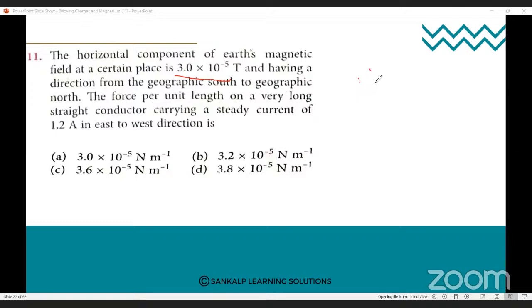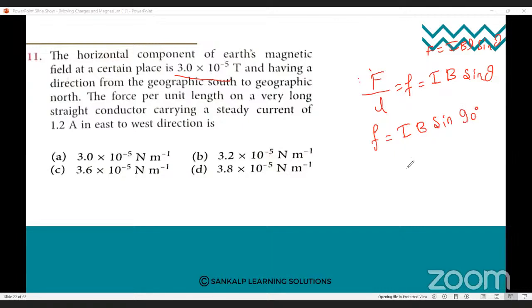The force per unit length on a very long straight current conductor carrying a steady current of 1.2 ampere in east to west direction is. So if I take this F by L as a small f, what is our formula? It was F is equal to IBL sin theta. If I take the L to this side, what remains is IB sin theta. F by L is equal to IB sin theta. So therefore the small f is equal to IB sin of 90 degree.